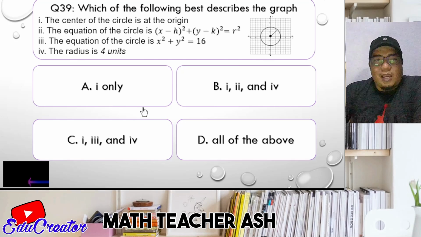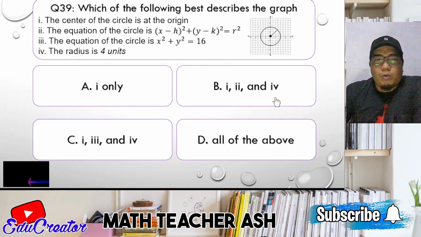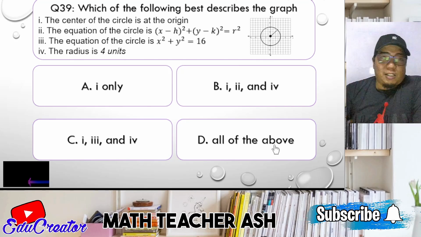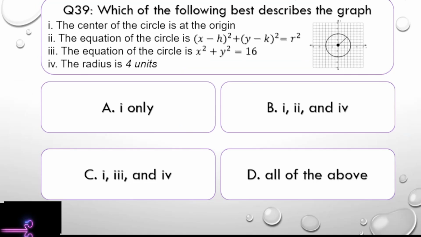Okay. Is it A, 1 only? B, 1, 2, and 4? C, 1, 3, and 4? Or D, all of the above. Okay, so let's check first. 5 seconds to answer.